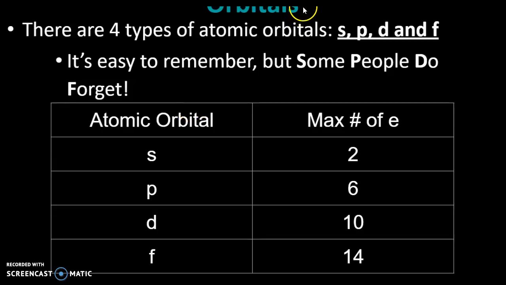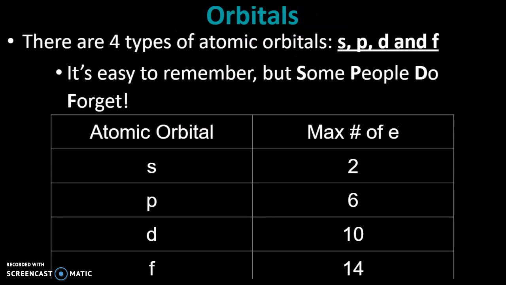So with orbitals, we actually have 4 types in the atoms. There are 4 types titled S, P, D, and F. And the way these orbitals differ is by the number of electrons that they can hold. They are also in order of increasing energy levels.